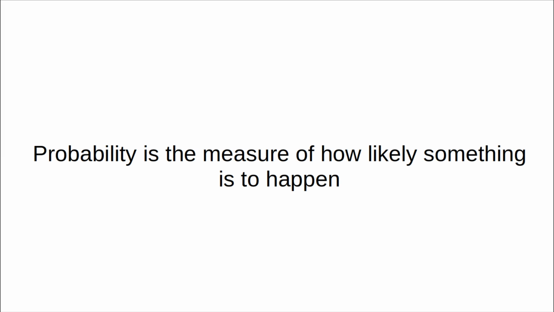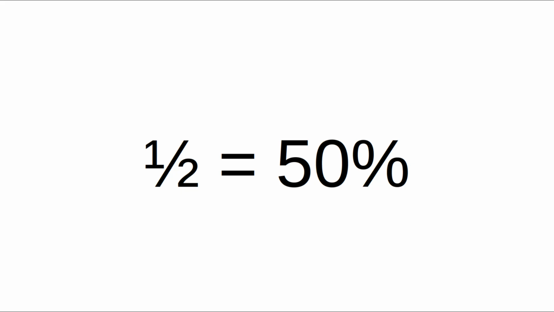I'm covering Intro to Probability in this video. Probability is the measure of how likely something is to happen. A coin is a great example. Let's take a fair coin, and the chance of it landing on heads is 1/2, 50%. Most people know this as a fact.